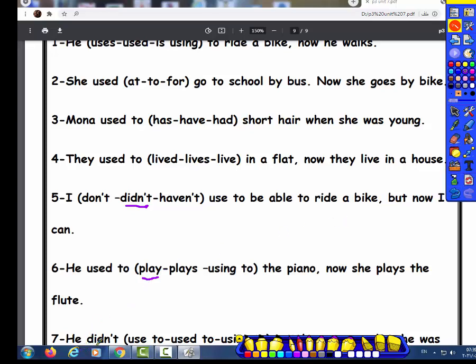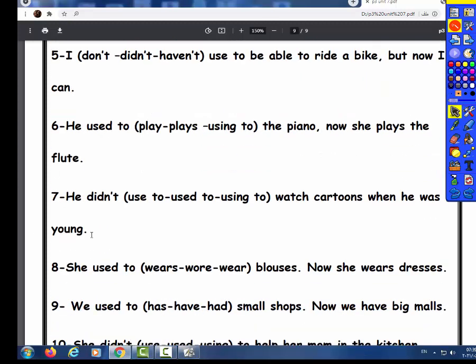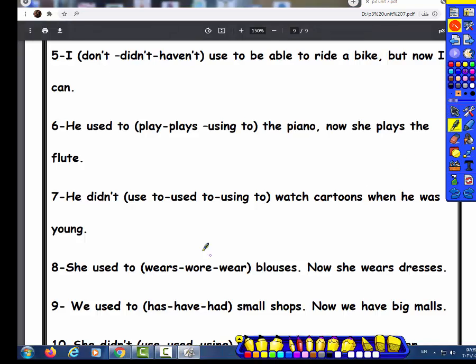Number 7, he didn't, after didn't comes verb stem without any addings. What is the verb here? Without any addings? Use to. So number 7, he didn't use to. Number 8, she used to wear, verb stem wear, blouses. She used to wear blouses, now she wears dresses. Number 9, we used to, after used to comes verb stem, have. We used to have small shops, now we have big malls.